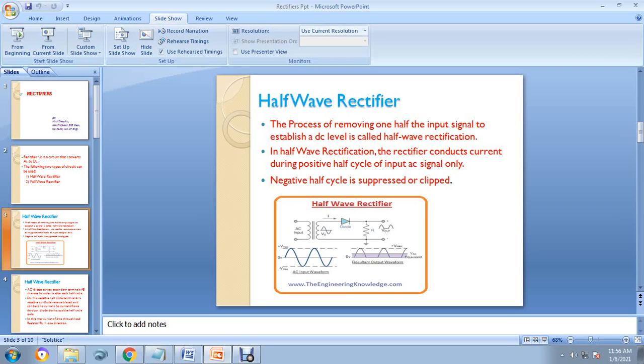So here, the process of removing one of the input signal halves to establish a DC level means: are you seeing any negative half cycle here? Students, can you see any negative half cycle here? Please see.